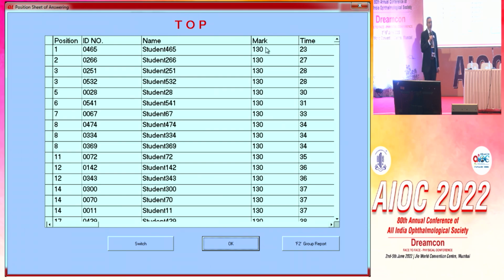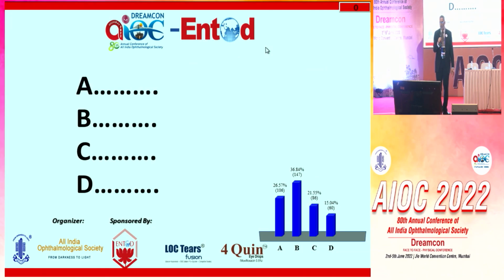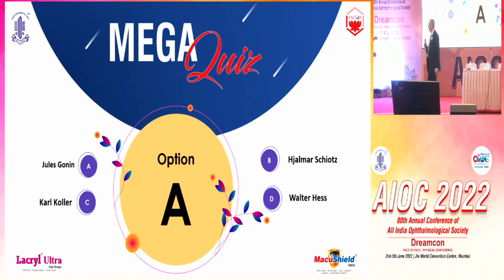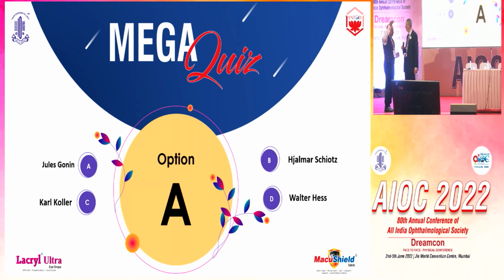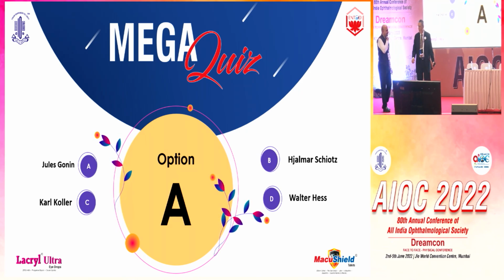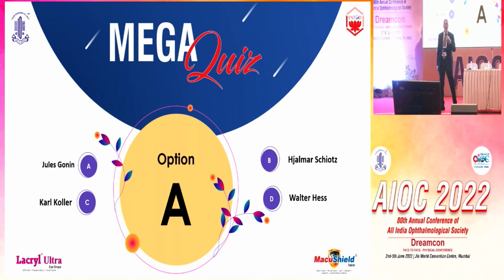Okay, we'll sort it out later. It just seems that everyone is doing phenomenally well. So poor Entod will have to give away more prizes. We'll go on to the next question. But everyone, the marks is 130. Okay, we go on to the next question.